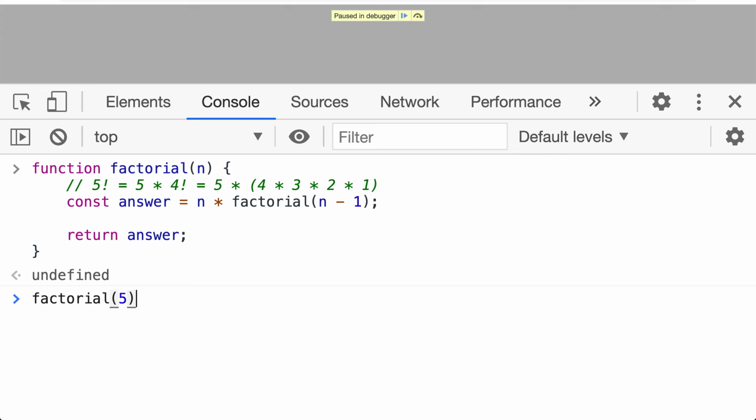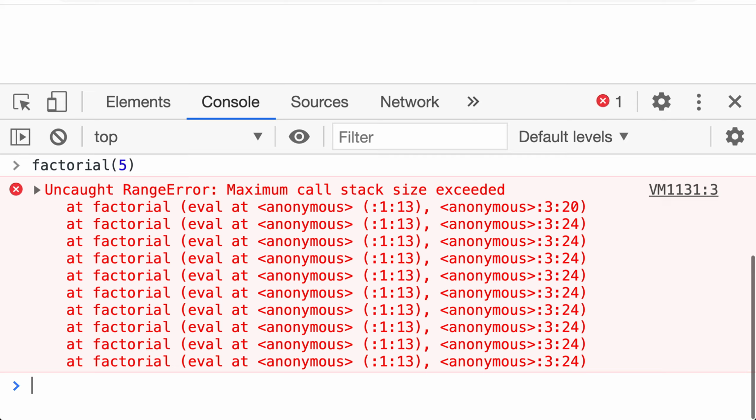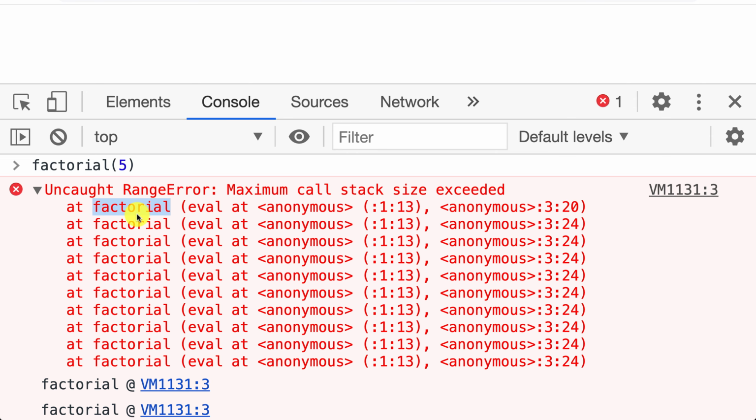So if we call factorial of 5 again, well, now we have maximum call stack size exceeded. There were too many functions added to the call stack, so our program ended without being able to calculate the solution. And we can see that here, where we just continued to call the factorial function without ever ending. And those are the key concepts of recursion. Let's dive into some questions and figure out how to use it.